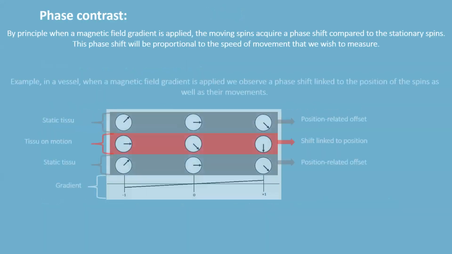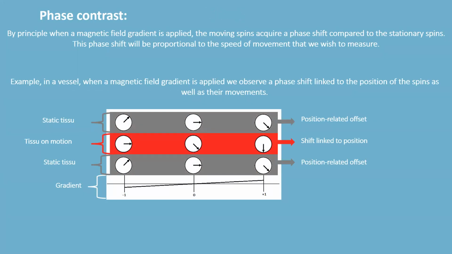The phase contrast principle is that when a magnetic field gradient is applied, moving spins acquire a phase shift compared to the stationary spins. The phase shift will be proportional to the speed of movement. You can see the spin, it's static, and here we can see the position is related to offset. But when we get a shift linked to a position, we can see here the tissue in motion.